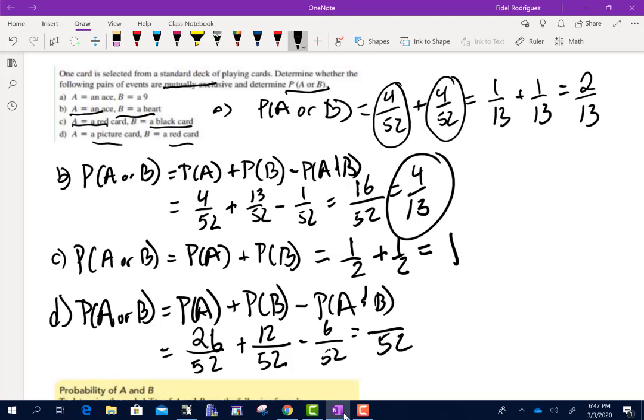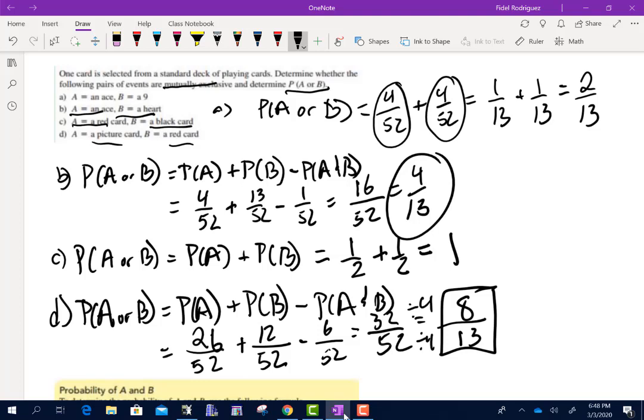So, again, I know that's 52. So 26 and 12 is 38. 38 minus 6 is 32. Again, if we divide them both by 4, that's going to give me 13, and that's going to give me 8.